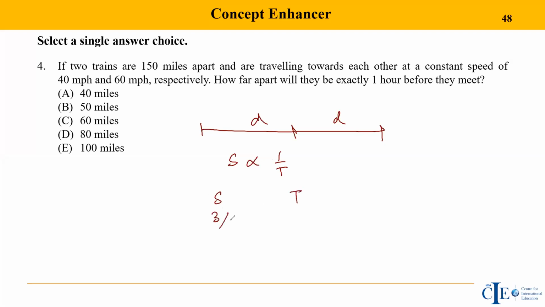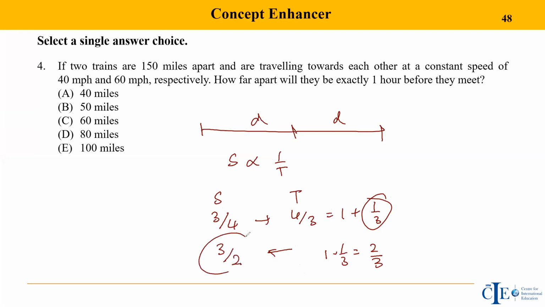Speed became 3/4. That means time increased to 4/3. That means he took 1/3 extra. So this 1/3 extra he needs to compensate in the second time, which means he should take only 2/3 of the time. As he should reduce his time to 2/3, which means his speed should go up to 3/2, which is what we are looking at. So that should be his new speed. Is that clear?